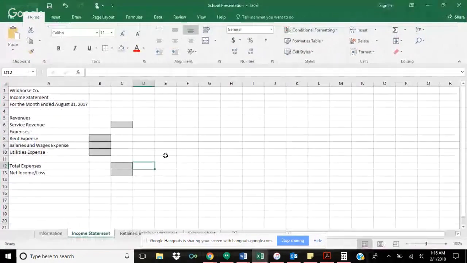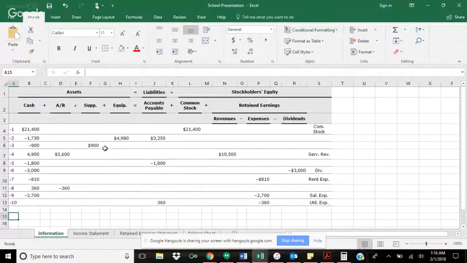So we start out our question with this information here that you're seeing, where we see assets equals liabilities plus stockholders' equity, as we learned from the basic accounting formula. From there, you can see here that information is for cash, accounts receivable, supplies, equipment, accounts receivable, common stock, and then retained earnings, which are broken up into revenues, expenses, and dividends.